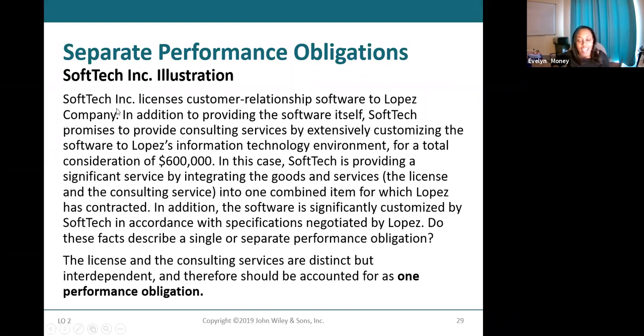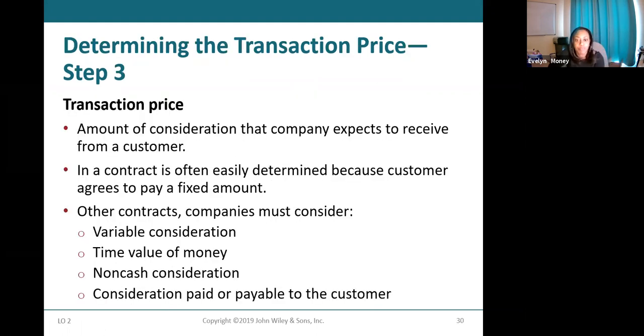But the point is that SoftTech does not sell the software without providing those consulting services, because the consulting services are needed to create the software. So because of this, this is accounted for as one single performance obligation. So let's dive deeper into determining the transaction price. We saw an example earlier where we used the standalone selling prices to help us determine the transaction price when we were allocating that transaction price.